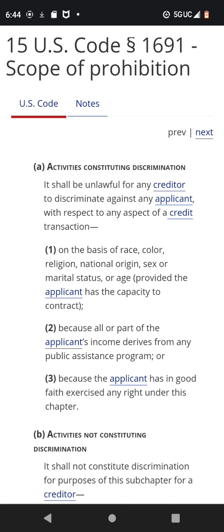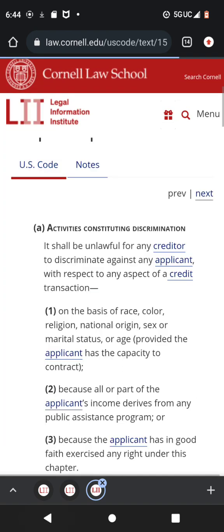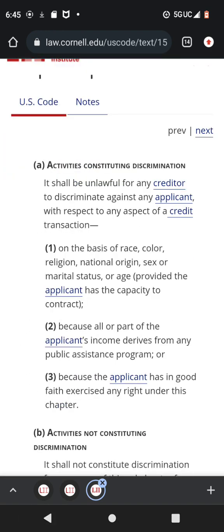So these people have discriminated against this chocolate bunny, okay, when it comes to my credit. And let me tell you why. Because it shall be unlawful for any creditor to discriminate against any applicant with respect to any aspect of a credit transaction. Now, let's go to the creditor. We want to see what a creditor is. So, anybody who regularly extends credit. Okay, so we got them. We know who they are. Now, who is the applicant? The applicant means any person, blah, blah, blah. I'm going to let y'all read that because I ain't got time. I'm just showing y'all how I go through these.